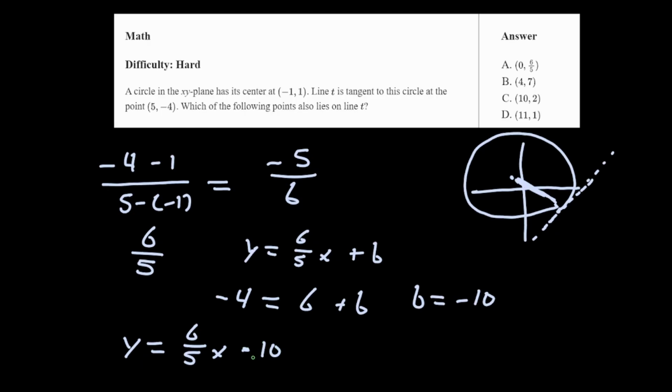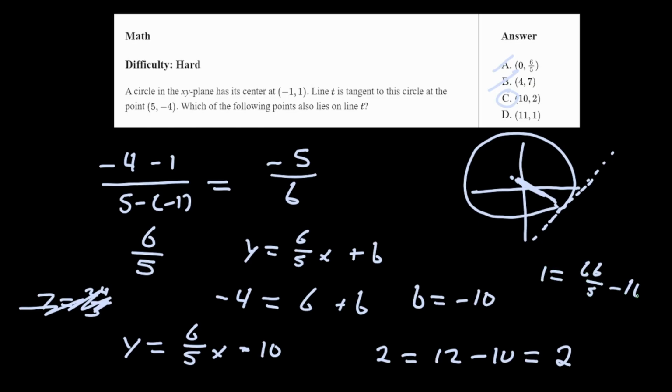Now we can plug in our answer choices. Let's see A. (0, 6/5). That would give us 6/5 equals -10, so A is incorrect. Plugging in B, we get 7 equals 24/5 minus 10. That's going to be a weird fraction, so that can't be right. Plugging in C, we get 2 equals 12 minus 10, giving us 2. So we know C is correct. If we were to plug in D, we'd get y equals 66/5 minus 10, which is a fraction, so it can't be correct.